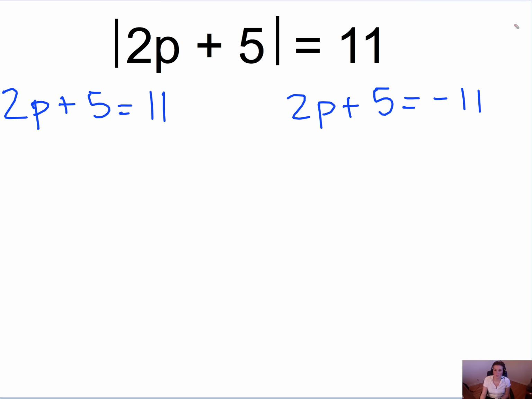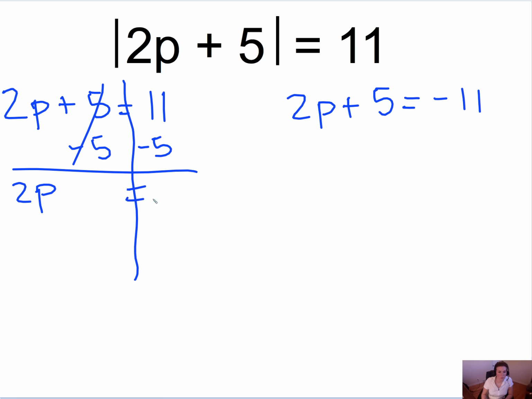Let me erase this so you don't get confused. So now really they're easy equations to solve, but what we have is two separate problems that we need to solve in order to figure out what p can be, because remember it can have two solutions. So over here we'll separate the two sides, undo addition with subtraction.